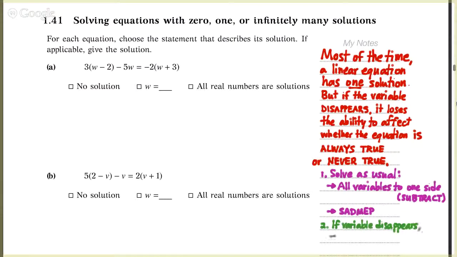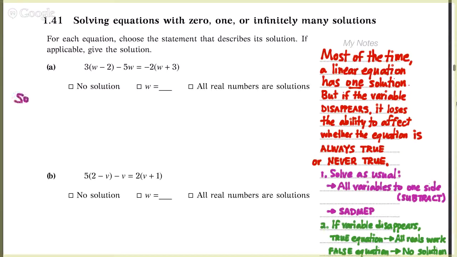And then, if the variable happens to have disappeared, you're going to be left with an equation that has only numbers in it. If that equation is actually balanced, if it's true, it means that all real numbers must have been solutions to the original equation. If the equation that you get there is false, if it's imbalanced, that means that the original equation is also fundamentally imbalanced and that there is no value of the variable which solves the original equation. So when your variable disappears, you either have a situation where there is no solution to the equation, or a solution where every possible value for the variable is a solution.